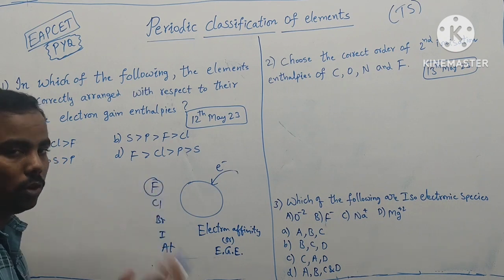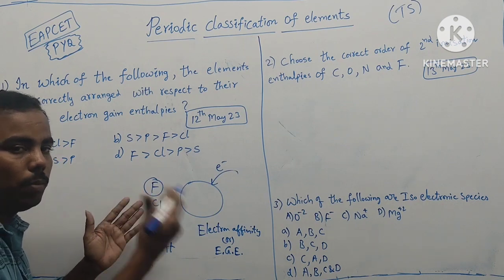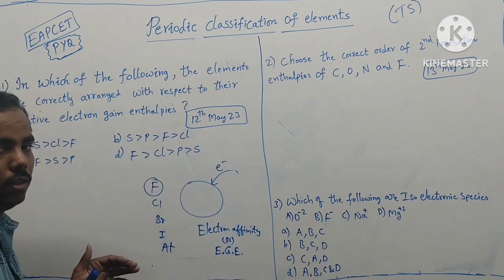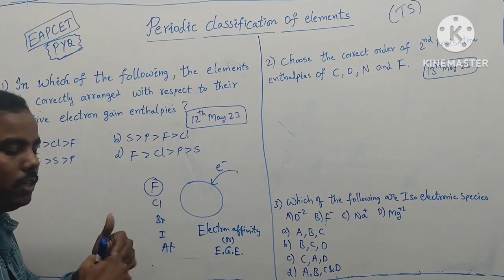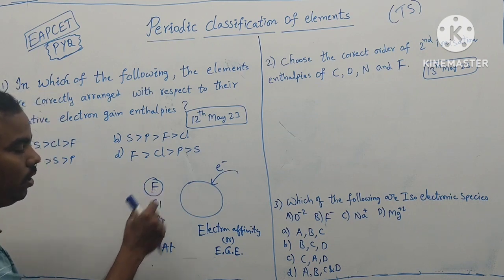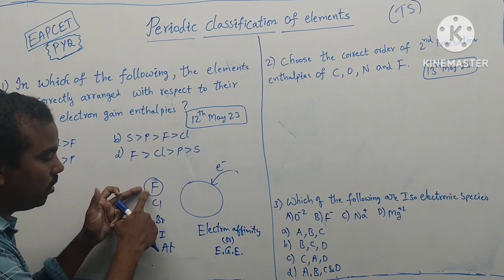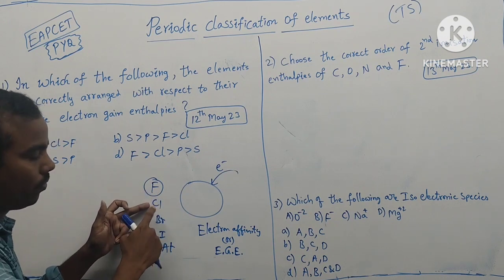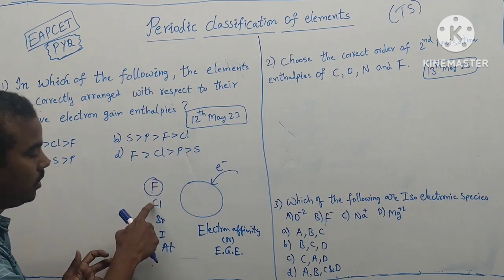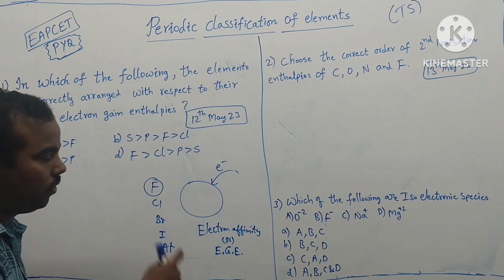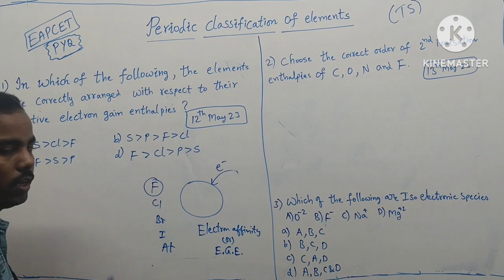Fluorine has very small size. If you add an electron, the added electron and the electrons present in the fluorine atom repel each other. Some energy is required to add an electron to the fluorine atom. That's why, since fluorine is very small, its electron affinity is somewhat decreased when compared to chlorine. Chlorine is small, fluorine very small. That's why in every group, the second element has higher electron affinity than the first element. So chlorine has more electron affinity than fluorine.